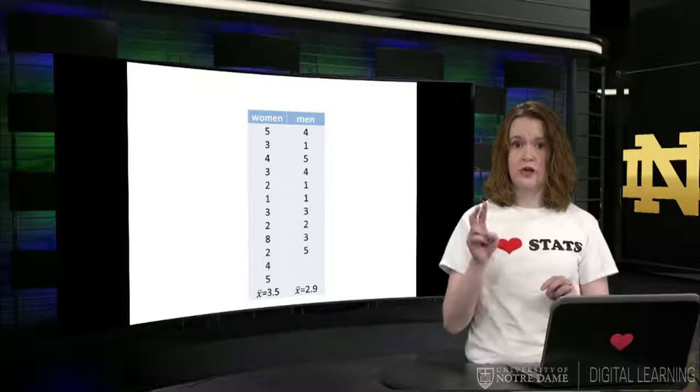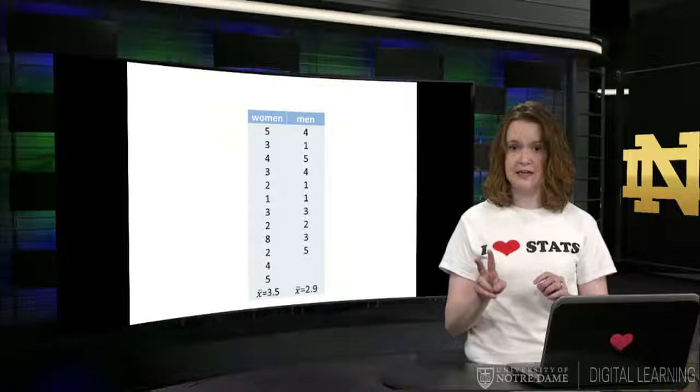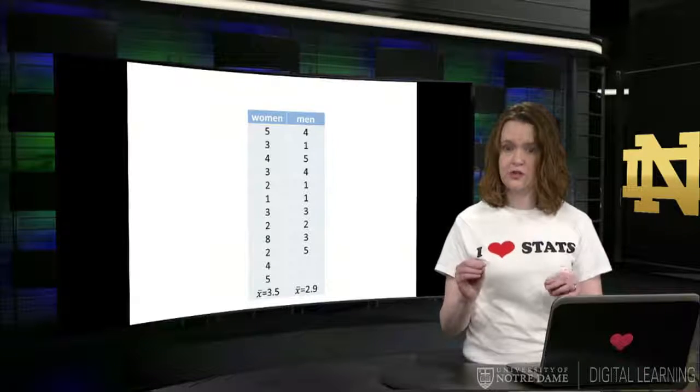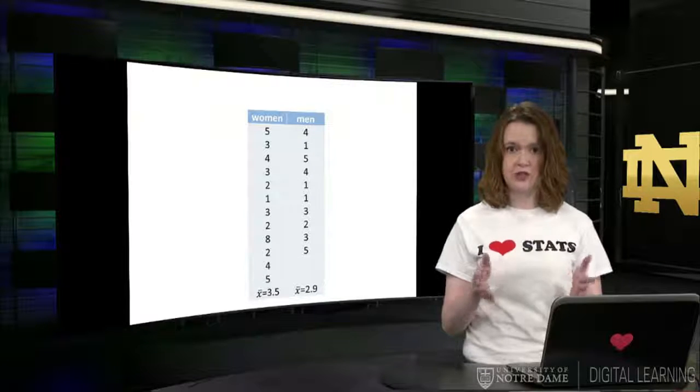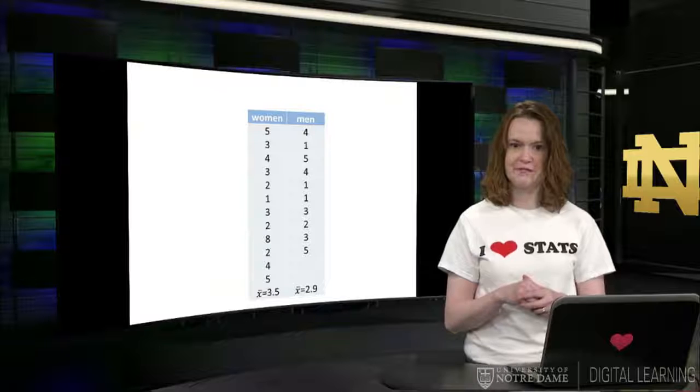And in that case, when you have 2 groups, we want to use a t-test. If you have more than 2 groups, then we're going to use ANOVA, which is the next topic. But for today, we're just going to focus on this gender difference, which is between 2 groups.